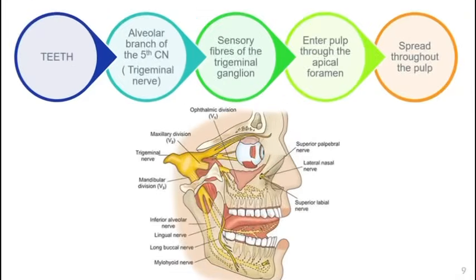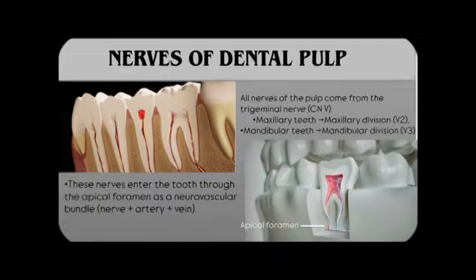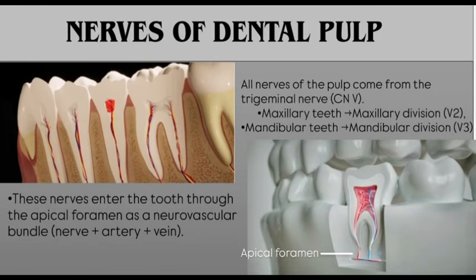Here come the nerves of the pulp. They come from the trigeminal nerve, which is the main sensory nerve of the face. For upper teeth, branches come from the maxillary division, and for the lower teeth, they come from the mandibular division. These nerve fibers travel through the bony canal and finally reach the root tip of the tooth. They enter the pulp through a small opening called the apical foramen. From here, they move upward into the root canal and spread inside the pulp chamber like fine, delicate branches.